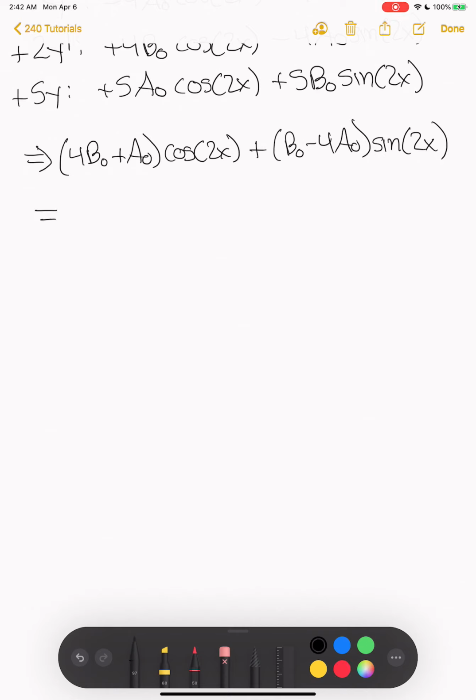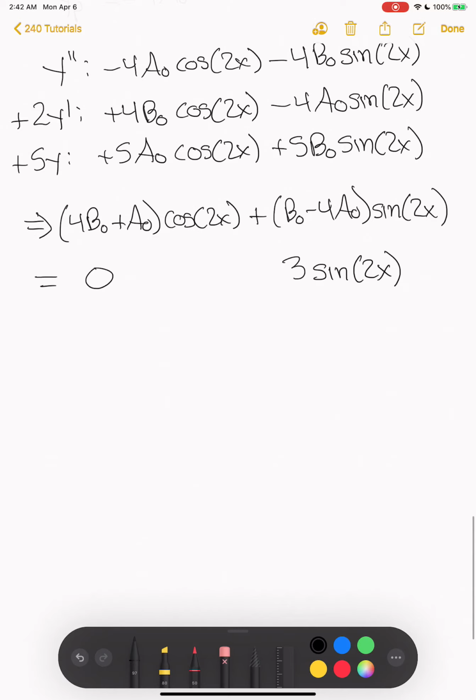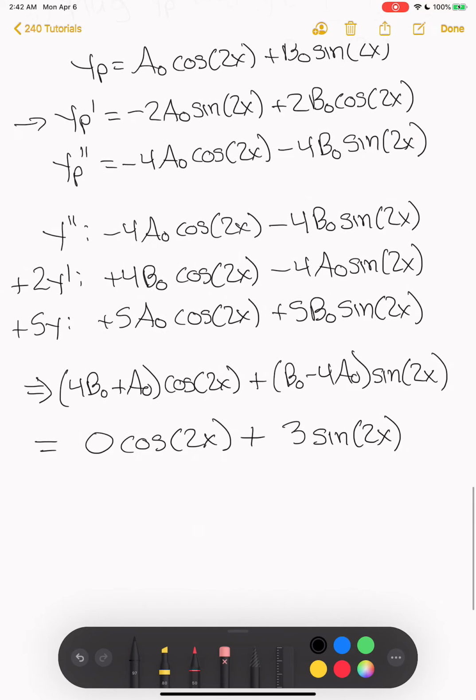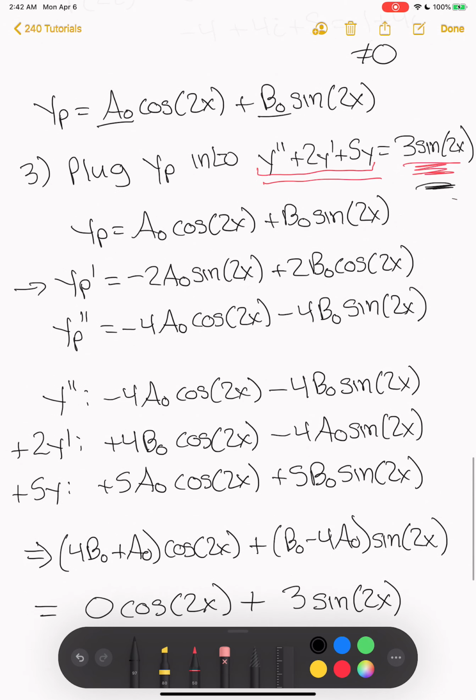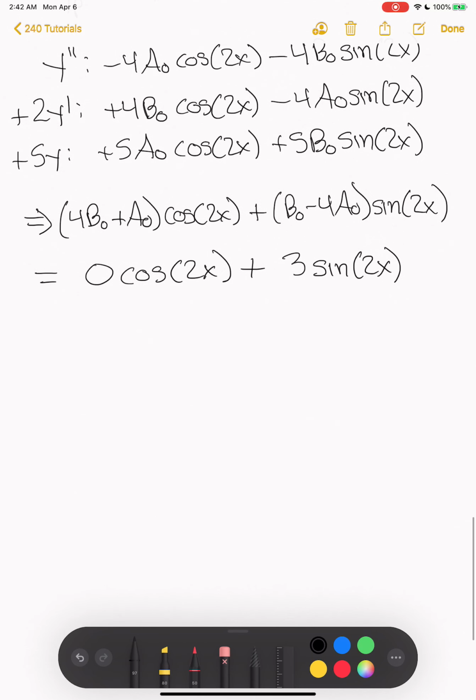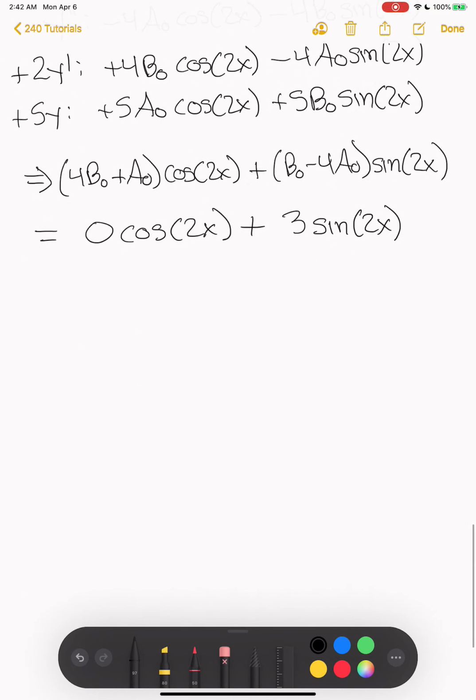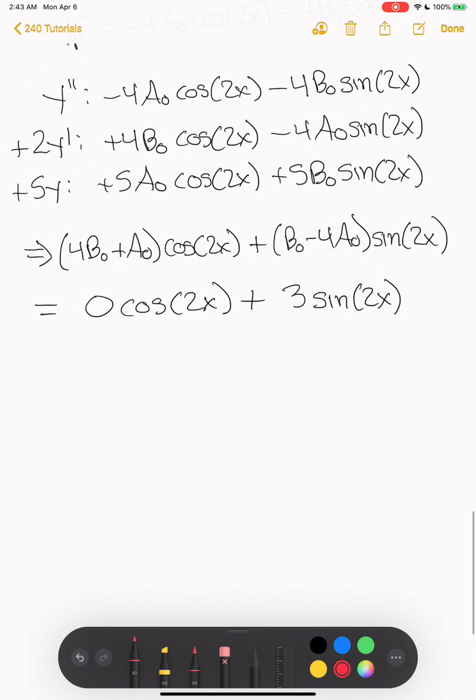So I have to write that as equal to 3 sine of 2x. And then what's helpful to do here is to just write 0 cosine of 2x. Okay, because that's actually what this is. You can add 0 times anything, so this at least helps me visualize what I need to do. So you'll notice now that I have to group my like terms, which means I have to match my coefficients across the equal sign. So I know I have 0 cosines on the right-hand side, which means that 4b naught plus a naught better give me 0.